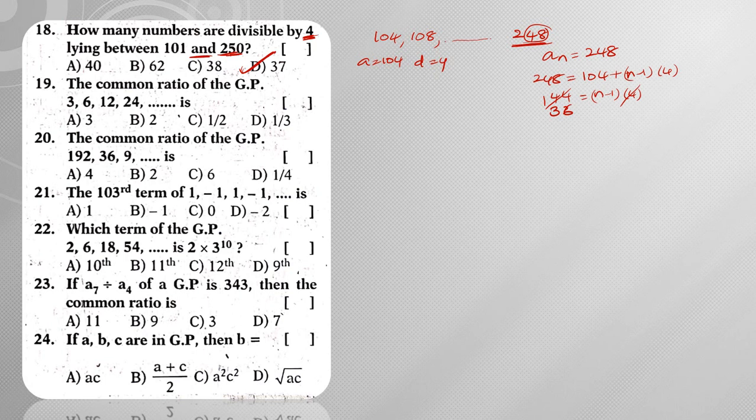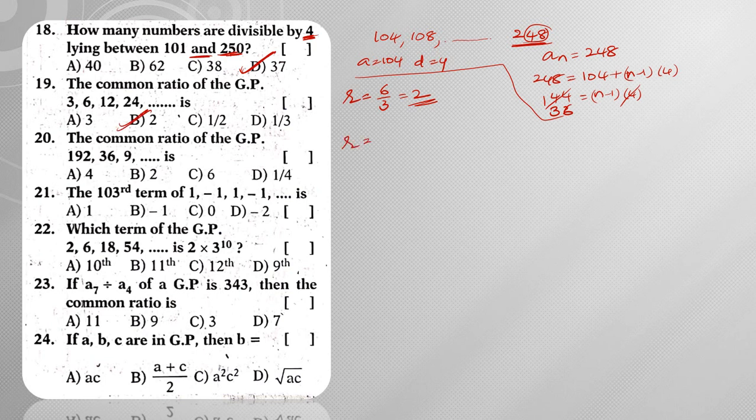Next, the common ratio of the GP. So common ratio means, already you know, r is equal to, what is the formula? Second term by first term. So second term by first term is 6 by 3, which is nothing but 2. So the answer is 2.